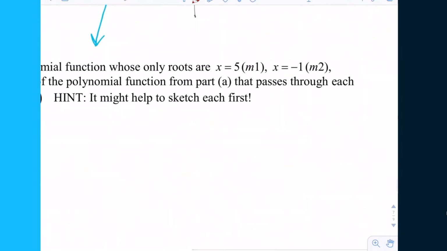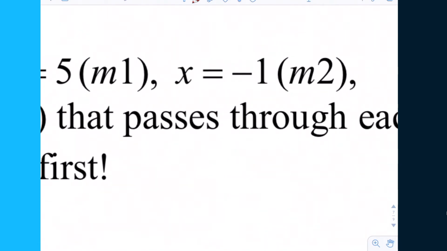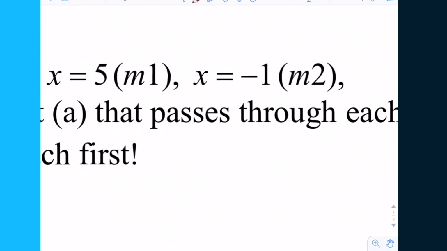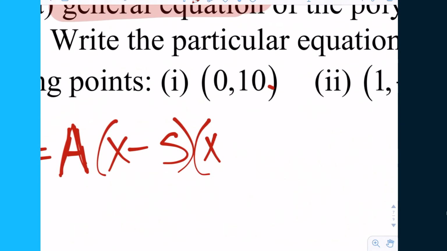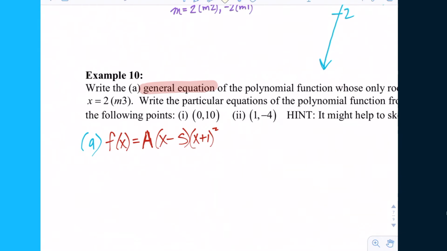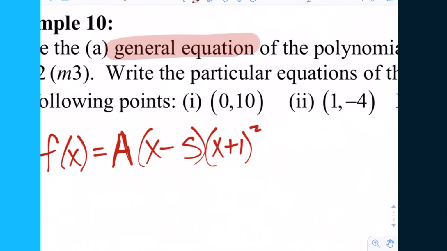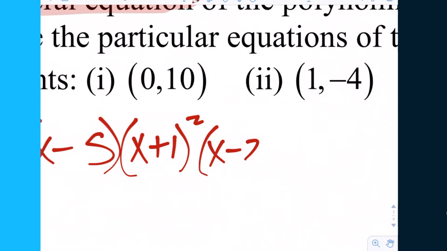All right, the next root is negative 1. So what's the corresponding factor? X plus 1. And what's the exponent on the factor? It's a multiplicity 2 root, so it's a multiplicity 2 factor. So it's squared. So x plus 1 squared. And then the last root is 2, so the corresponding factor is what? X minus 2 cubed.